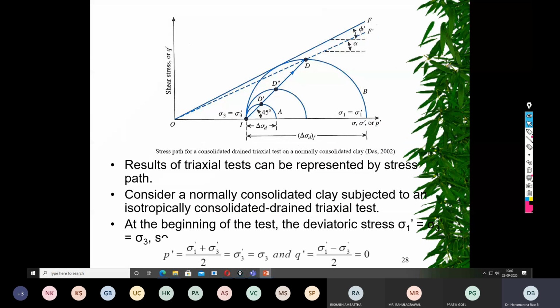There is another way of interpretation. When you join the tangent points of the Mohr circles in the normal stress versus shear stress diagram, what we get is called the Mohr-Coulomb failure envelope. It is defined as the line joining the tangent points of the Mohr circles on the normal versus shear stress diagram.